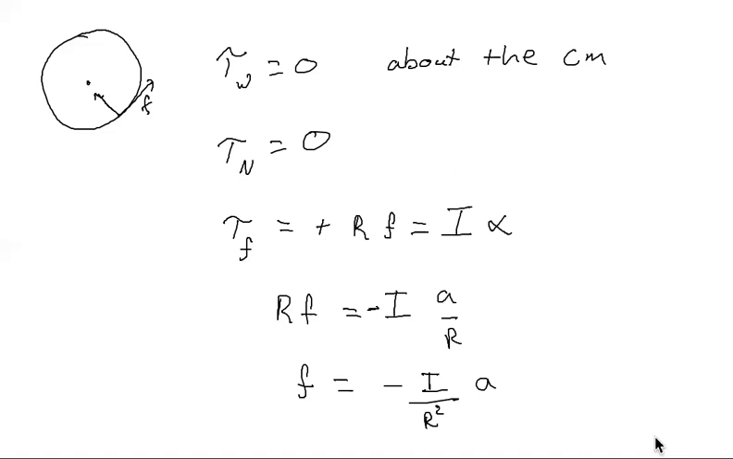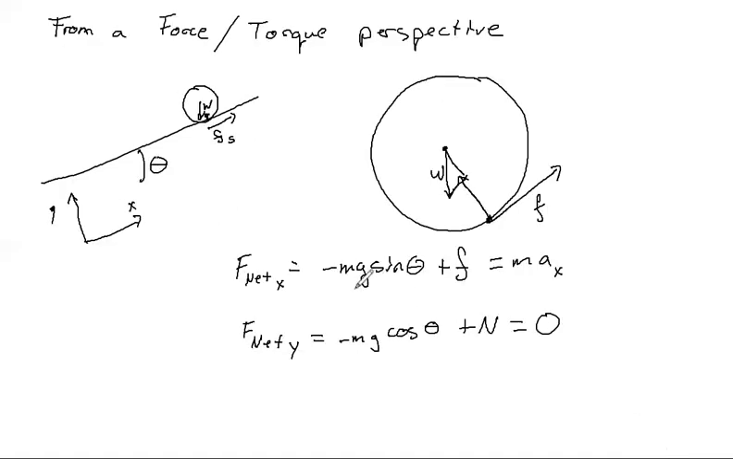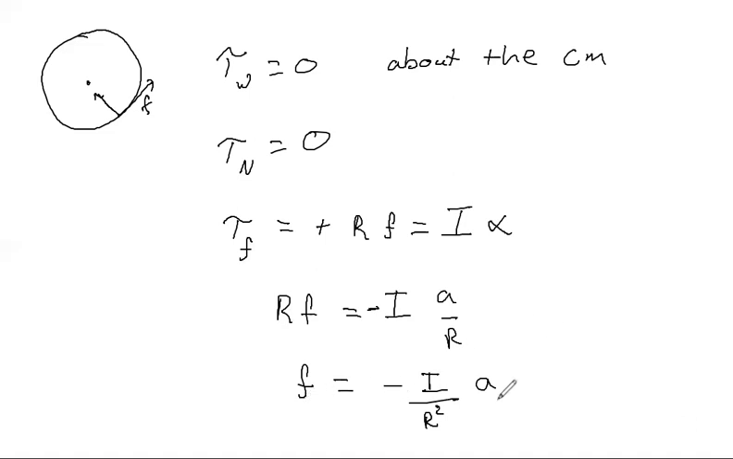Let's look back at our previous equation. The previous equation related the friction force to the acceleration along the ramp. And we've got a new equation which relates the friction force to the acceleration along the ramp. I should label these with an X, and I want to solve them simultaneously.